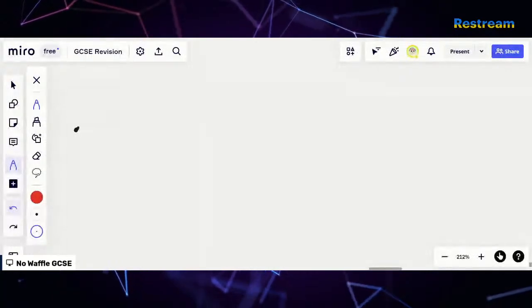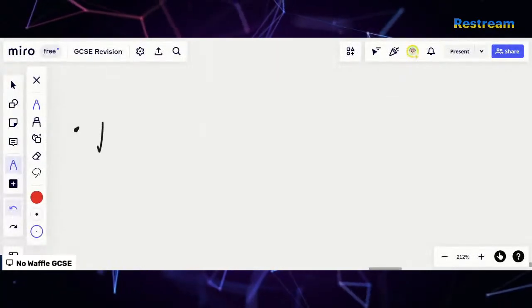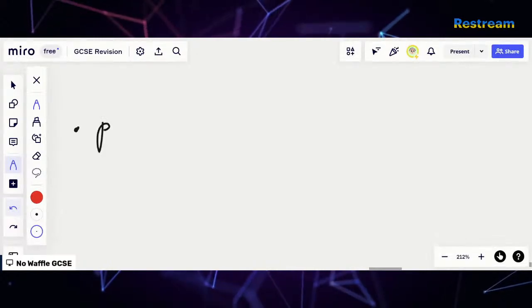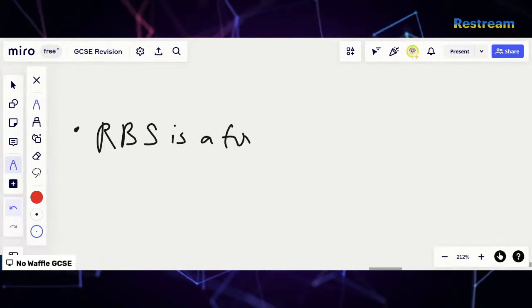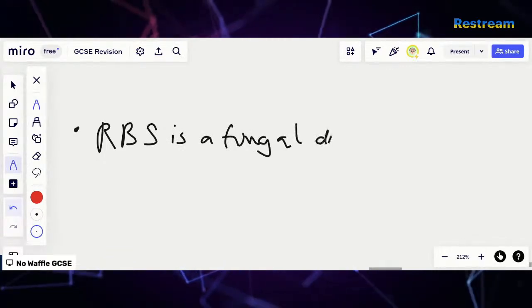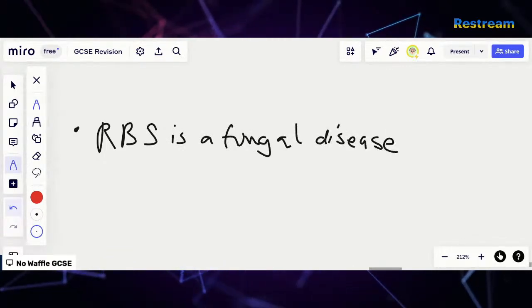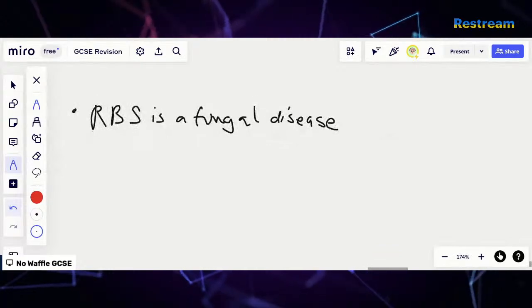So firstly, let's just mention here, rose black spot is a fungal disease. Don't be afraid to state the obvious as well, because if they don't mention it in the question, then they probably expect you to mention the answer.